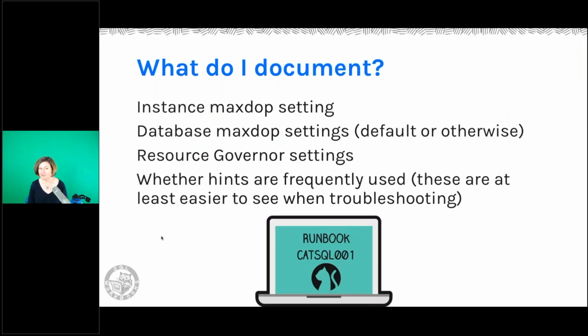I like to document all of these things. These are not the only things to document, of course, but these are the things that can be really tricky to know. These two settings in particular can be really, really sneaky. We also want to know things about the cost threshold. It's just easier to see the cost threshold and the instance MAXDOP setting. If we're using anything special like lots of hints or Resource Governor settings, I would put that right in there.